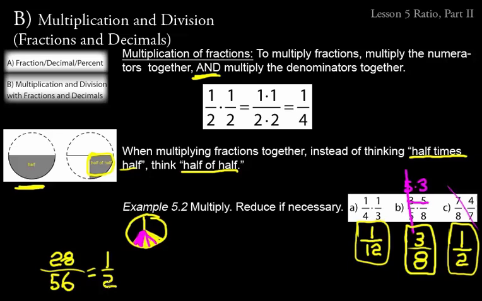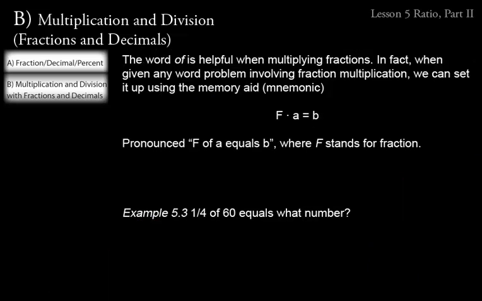So that word "of" is helpful when we're thinking of multiplying fractions. Half of a half. It's helpful when we have a word problem involving fraction multiplication. We can use a memory aid, F times A equals B, and we can pronounce that F of A equals B, where F stands for fraction. Fraction of something equals the result.